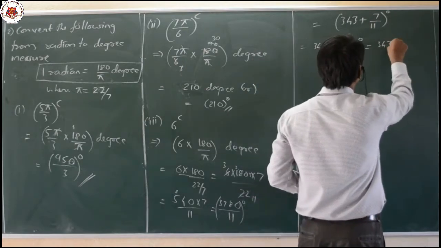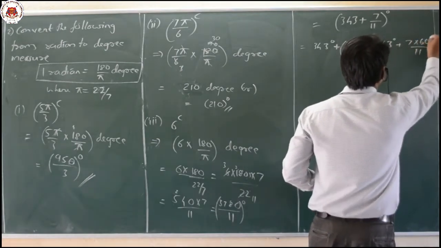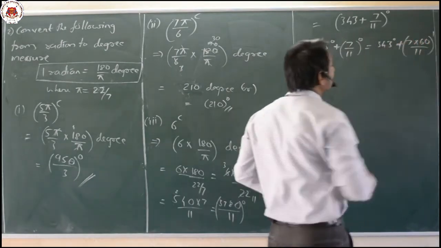That is 343 degrees plus 7 into 60 divided by 11. Now it gets converted into minutes here.